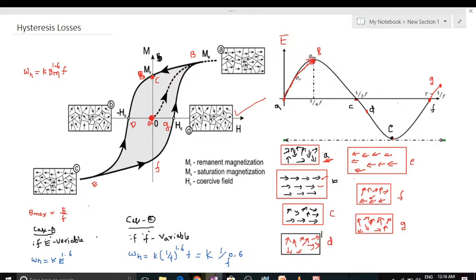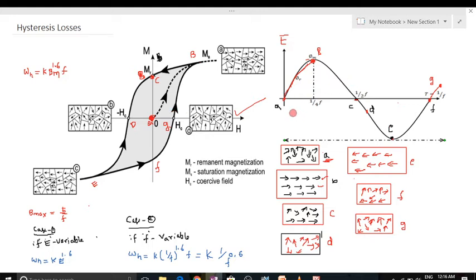I am dividing this alternating wave into some parts: A to B, B to C, C to D, D to E, E to F and F to G. In the same way, this BH curve is also divided into the same groups: A to B, B to C, C to D, D to E, E to F and F to G. This is the most important one. You should compare everything.